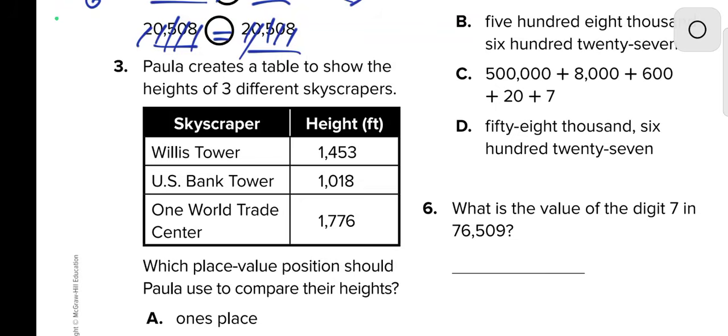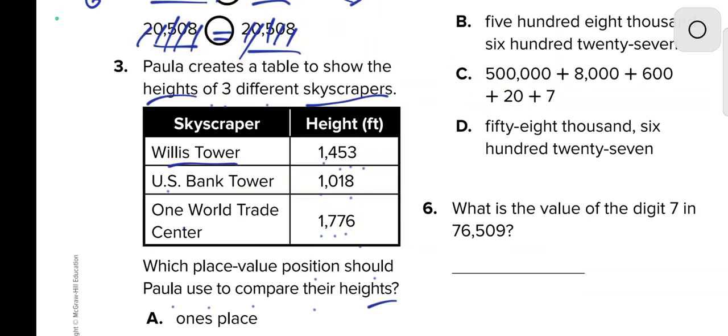Question number 3. Paula creates a table to show the height of 3 different skyscrapers. Okay. Willis Tower is 1,453. US Bank Tower is 1,018. One World Trade Center is 1,776. Which place value position should Paula use to compare their heights?